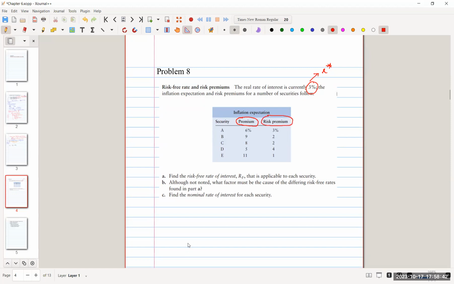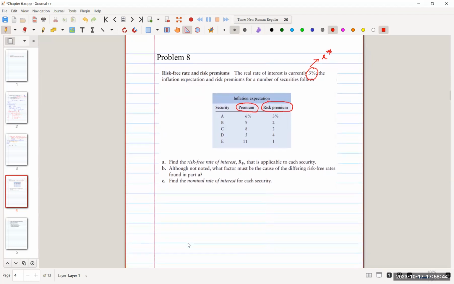So the question is easy enough. Part A asks us to find the risk-free rate of interest, RF, that is applicable to each security. It's a fairly straightforward thing to do. If I open up a column here and call it risk-free rate of interest, you will remember from before that the risk-free rate of interest is simply the sum of the real rate of interest plus the inflation premium. So this 3% at the top is the real rate of interest, and this column gives us the inflation premiums. We just need to add the two together.